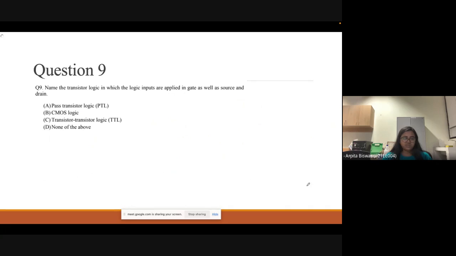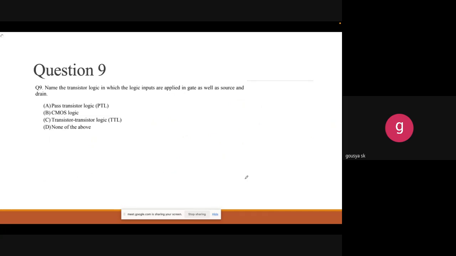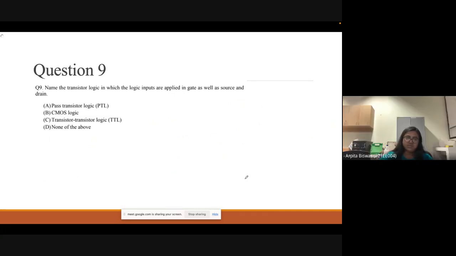What is the right answer? Pass transistor logic. Yes, the right answer is pass transistor logic.